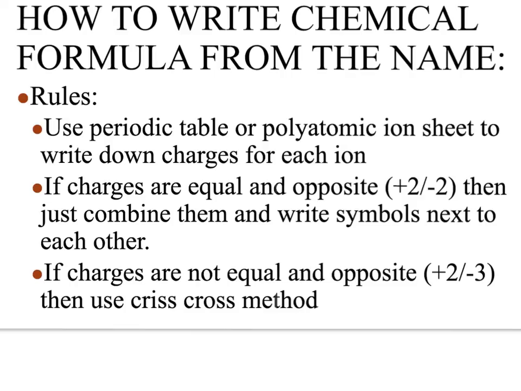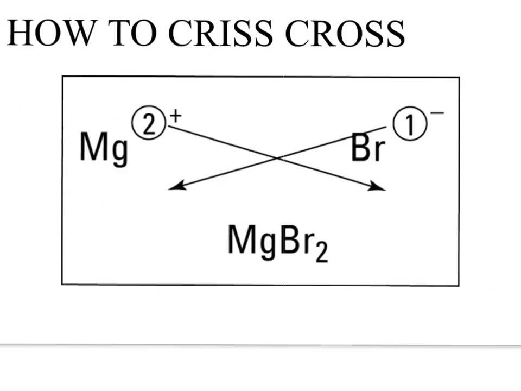So this is a summary on the rules on how you would write chemical formulas if you were just provided the name. So we already went over that. This is just a summary of everything. And don't forget that you could use the crisscross method to write your chemical formulas. You don't have to, but it is a technique that you could use, so it just depends what you prefer.